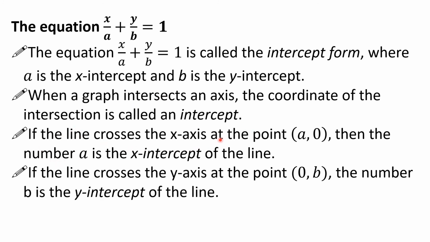If the line crosses the x-axis at point A, 0, so A is any value found on our x-axis and our y is 0, then the number A is the x-intercept of the line. If the line crosses the y-axis at the point 0, B, here our x value is 0, and our b is any value found on the y-axis. The number b is the y-intercept of the line. So take note, that is our x-intercept and y-intercept: A, 0, then 0, B.